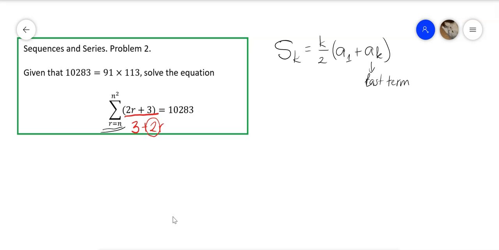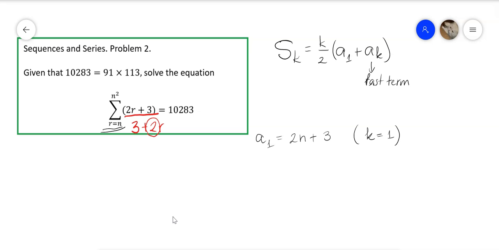Now, although I've written k in the formula, our final task is to find n. n will be the solution to the equation. So we must find a way to convert k into some kind of expression containing n. The first term of the series is formed by substituting n for r. So I'll write a_1 equals 2n plus 3. This is for the case when k equals 1.